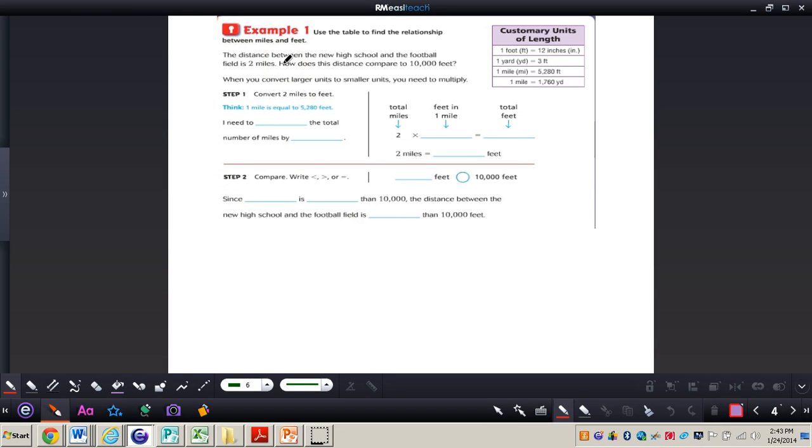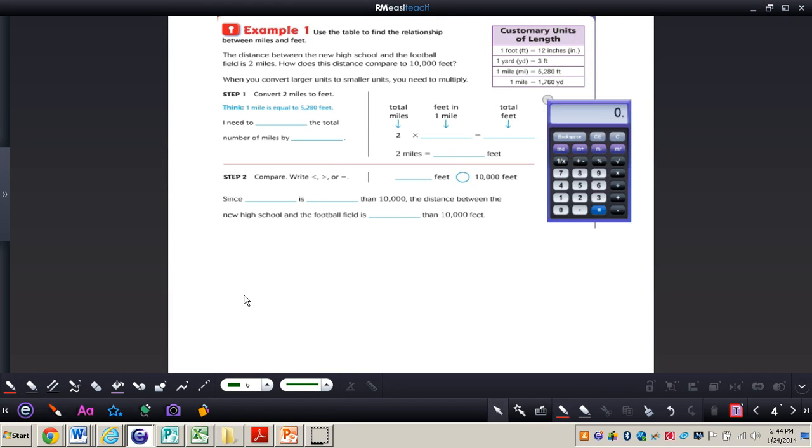Now let's take a look at example 1 on page 406. It says, use a table to find the relationship between miles and feet. Now, what I want you to do is write this table in your notes, the customary units of length table. 1 foot equals 12 inches, 1 yard equals 3 feet, 1 mile equals 5,280 feet, and then finally 1 mile equals 1,760 yards. I do want you to write all of this right here in your math journal.